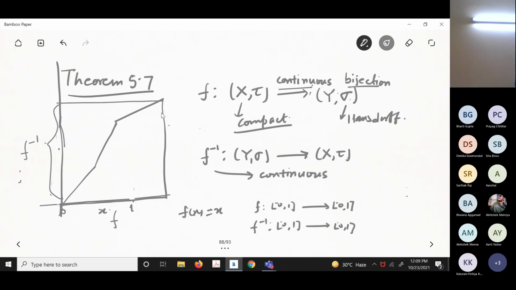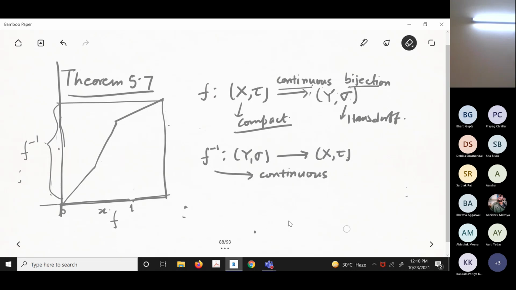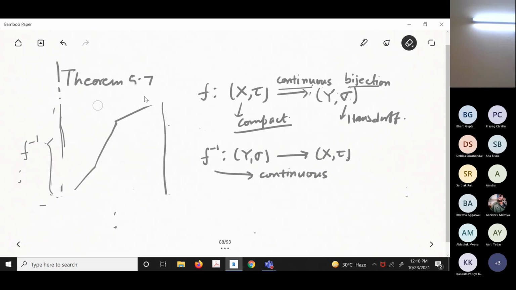Now the proof is very simple. It is basically sort of a corollary. Look here, what will we do? First of all, you see f inverse.